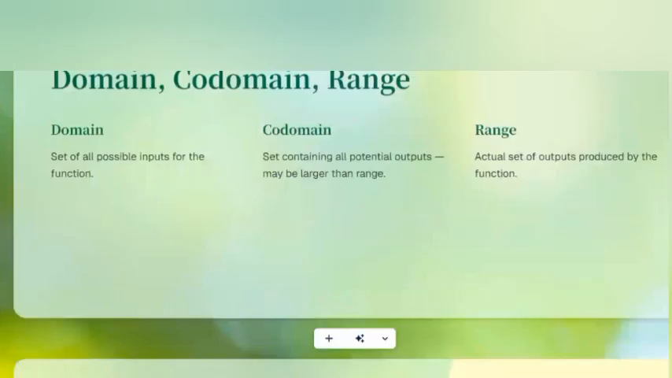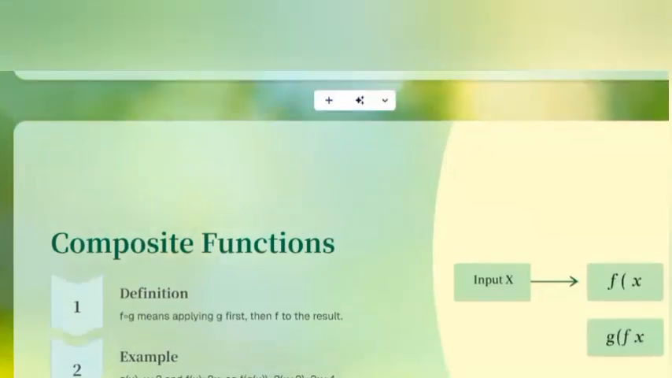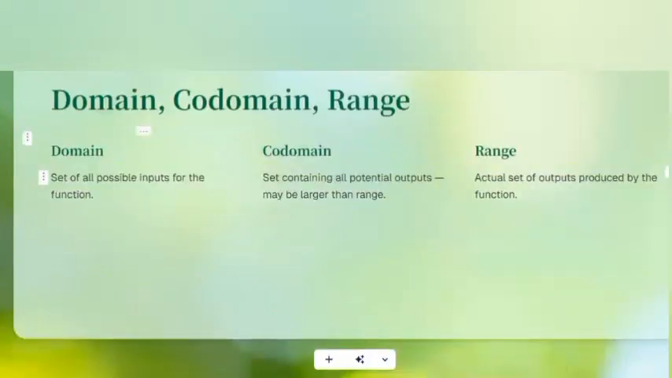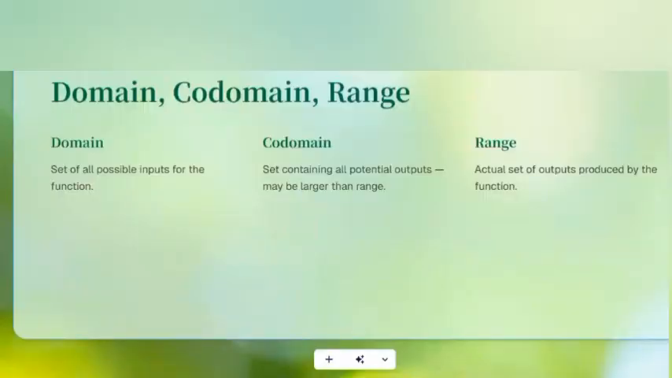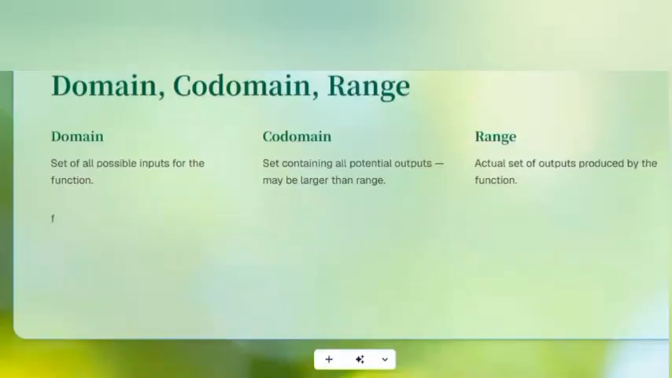Now, let's define the terms domain, codomain, and range, so that we can actually understand what they mean. The domain of a function is the set of all possible inputs for that function. If you take our first example, f of x equals x plus 2, what is the set of all possible inputs for the function? That is the domain of this function: all the possible numbers that can serve as input.